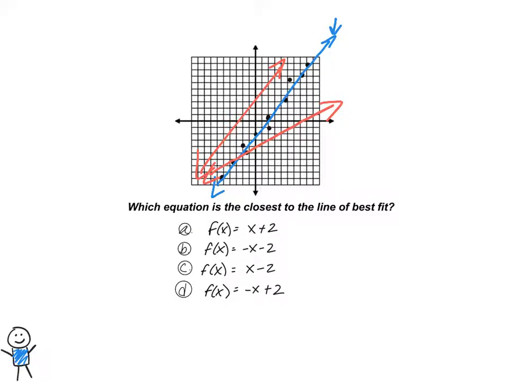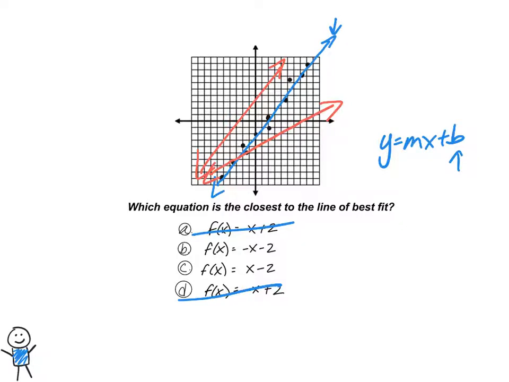So let's use that information and what we know about the equation of a line when it's graphed and see which of these answer choices is closest to the line of best fit. Well, it looks like this one has a y-intercept of about -2. So if I look down at my answer choices for the y-intercept, I'm looking for one with a -2. I can cross out the +2 and I can cross out the +2 for choice D. That leaves me with B and C as possibilities.